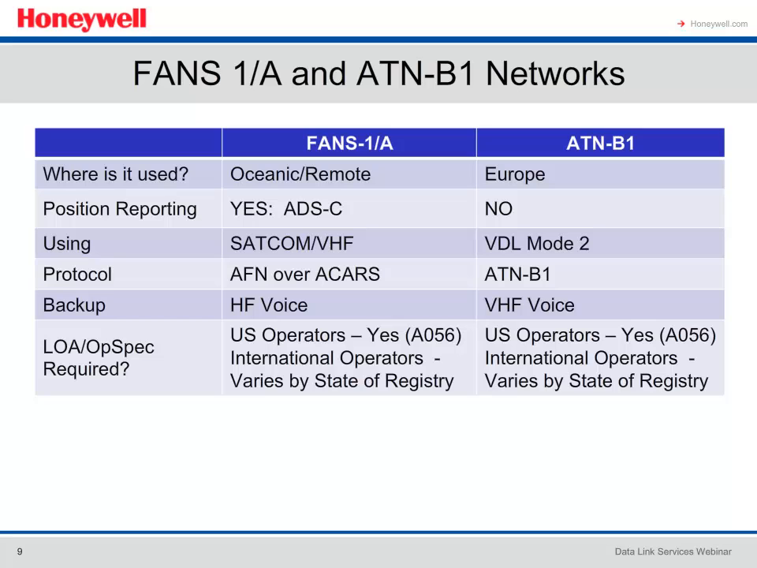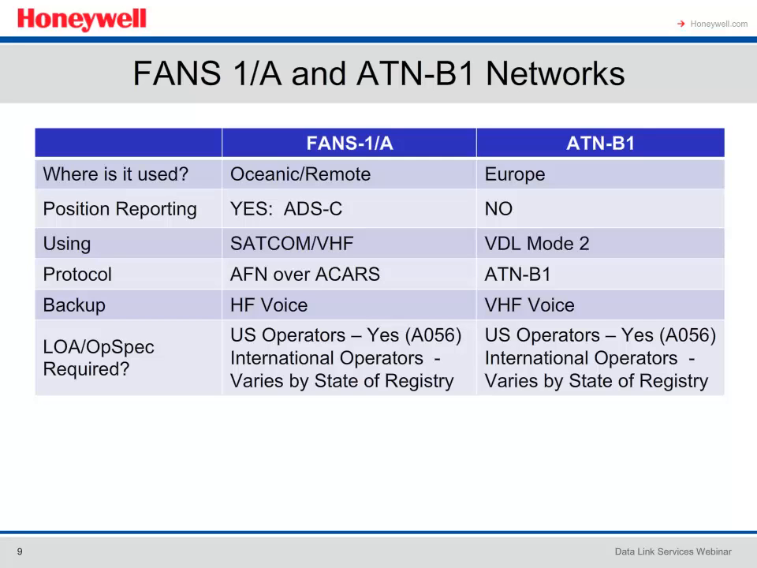This is a side-by-side comparison of the FANS 1A and ATN networks. There are a number of differences between the two networks, the first being the regions that they are used. FANS 1A is widely used in oceanic and remote airspace due to the fact that the network utilizes satellite and ground-based communication systems, and HF radio is the primary backup. The ATN network is used in continental airspace and only utilizes VDL Mode 2 ground stations, leaving VHF radio as the primary backup. Another difference is that FANS supports automatic dependent surveillance, but ATN does not.